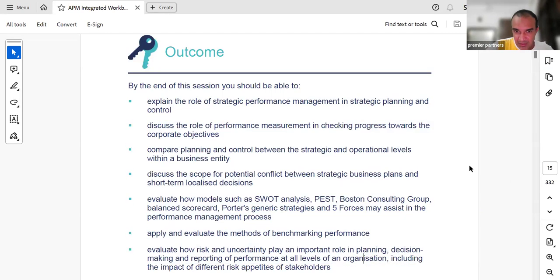So you learn a chapter, then you come back and see, can I explain the role of strategic performance management? Can I discuss the role of performance management? Can I compare planning and control? You understand? These are the things that will be tested in the exam, right? If you can tackle these, you can pretty much tackle any questions in the exam. Of course, not the calculation ones.